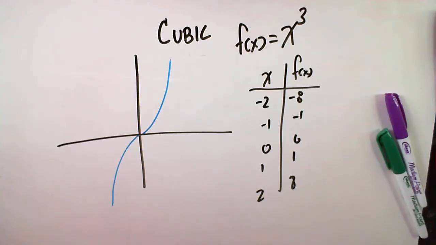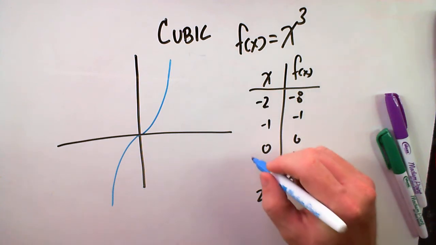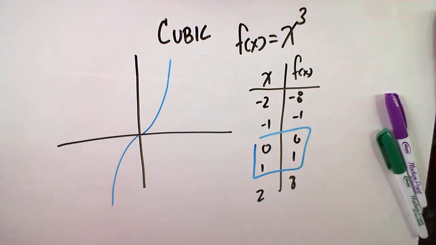Our cubic function takes things to the third power. It's got this kind of S-y shape to it, not really an S, but it's got kind of a squiggle line. Flattens out a little bit at the 0. Negative 2 times negative 2 times negative 2 is negative 8. Negative 1 cubed is negative 1. 0, 0, 1, 1, and 2, 8.